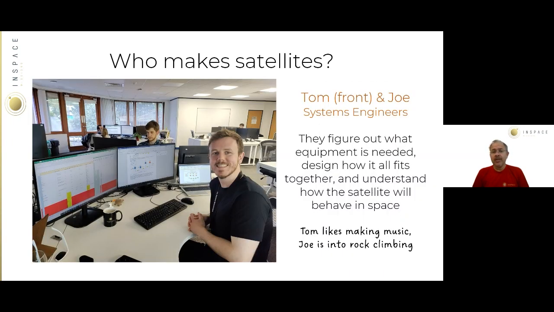This is Tom and Joe. Tom's in the front and Joe's behind there, and they're systems engineers. They figure out what exactly you need on the satellite to do your mission, and they tell you, and they will analyze the satellite and tell you how it will behave in space. Systems engineers are very common in the space industry because you have to understand how all of the components fit together and then how they work together. Because once you launch a satellite into space, you can't repair it. And so you have to get things right very early on. So systems engineers are very important for us.